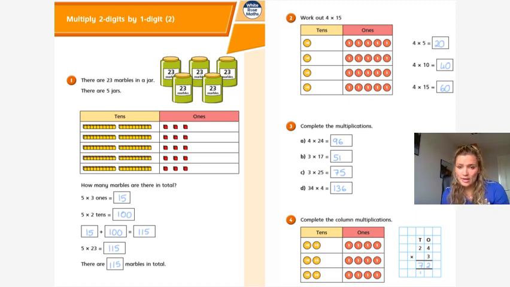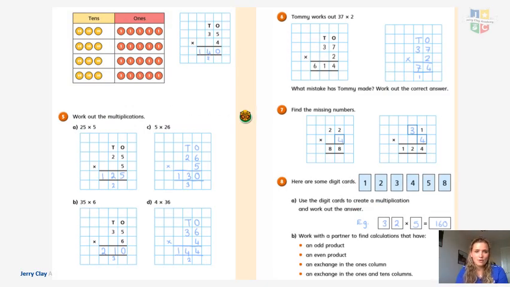Then you should have done your working out for these, and you should have found these were the answers for question 3. And then for question 4, obviously the answers there as well. So then for question 5, looking at using the same method to check your answers. So obviously they're all there for you.